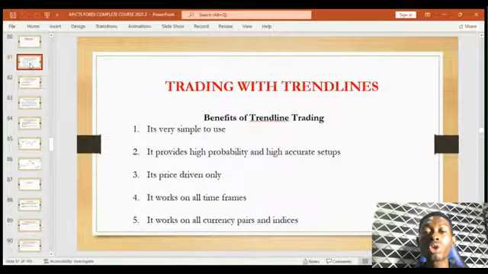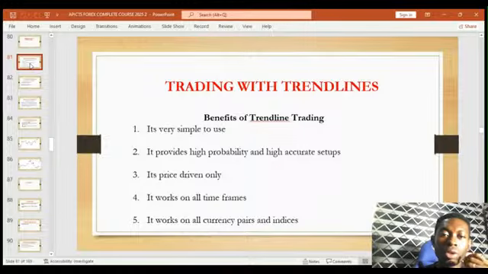It works on all time frames. Like the one I did today, the trend I was telling you about, it was done on the 15-minute time frame, and it works on all time frames. It works on all currency pairs and indices. There is no instrument on which you cannot use trend line.